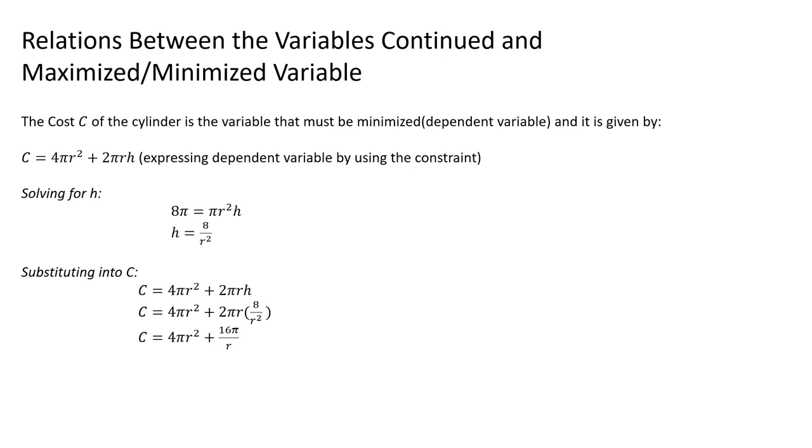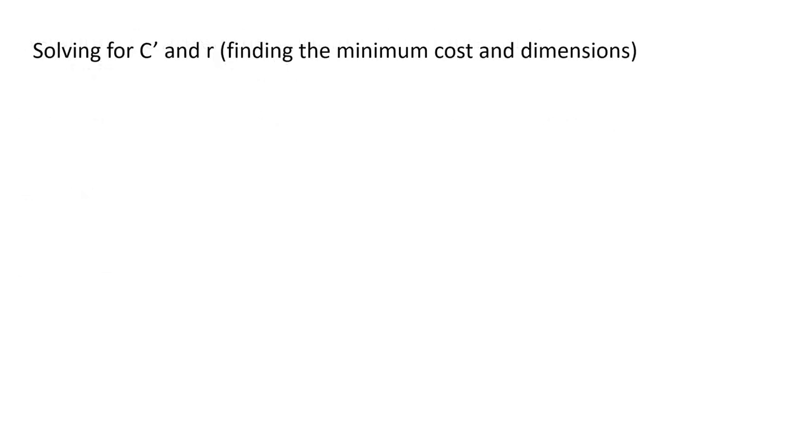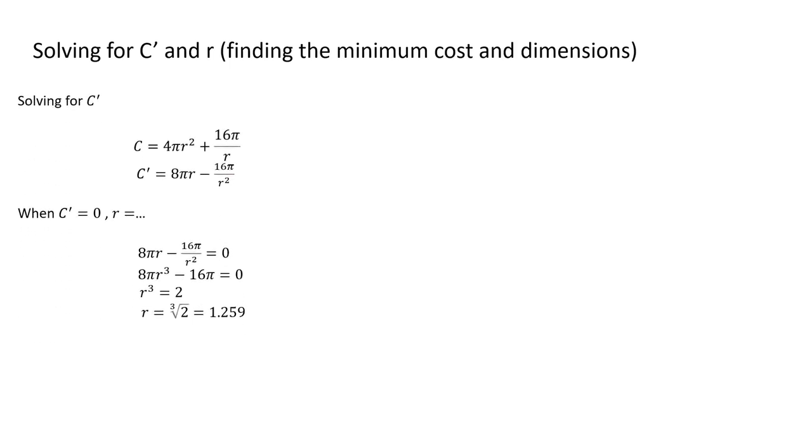Now, we can solve for h using the formula we had in the first slide with the volume. This will give us h equals 8 over r squared. We can substitute this value into the cost formula, which will give us cost equals 4 pi r squared plus 16 pi divided by r. Now, to find the minimum cost and dimensions, we will need to find the first derivative of c, which gives us c prime equals 8 pi r minus 16 pi over r squared. Using this, we can set c prime equal to 0 and solve for r.